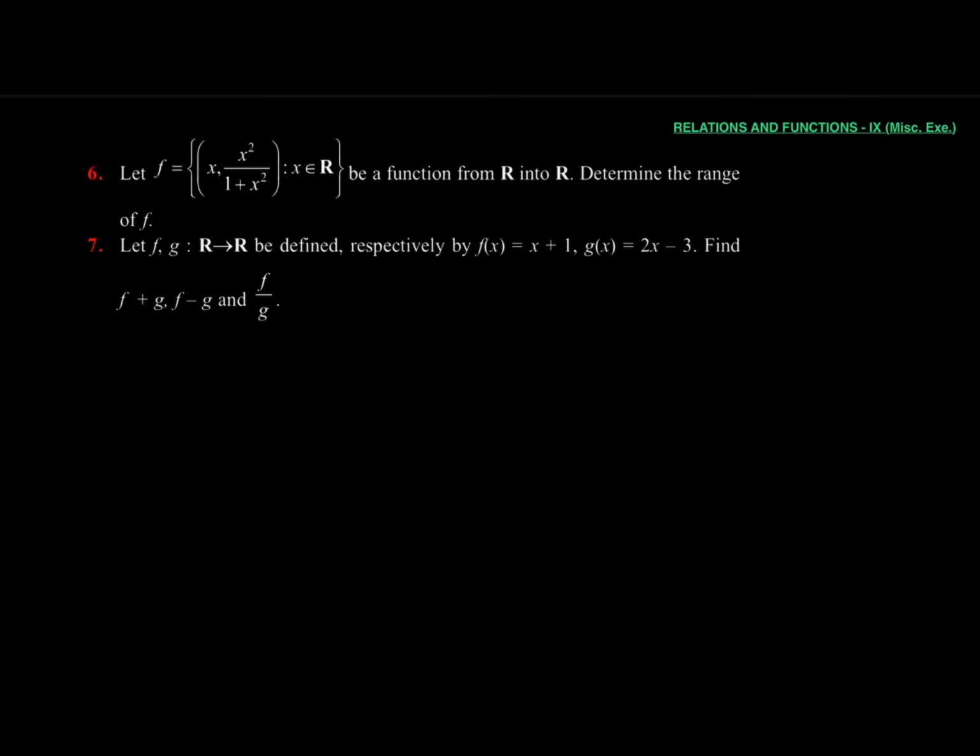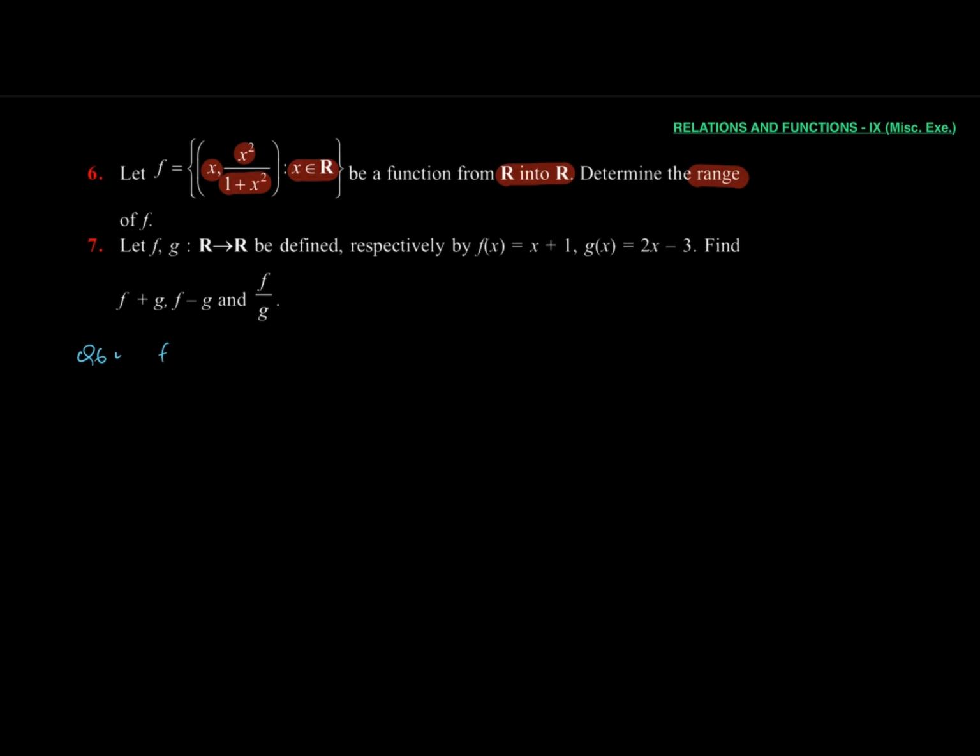So today we are going to attend question number 6 and question number 7 and so on of miscellaneous exercise of chapter Relations and Functions, class 11th CBSE Mathematics. So this is question number 6. It states that let f = {(x, x²/(1+x²)) : x ∈ R} be a function from R into R. Determine the range of f. So this is question number 6.